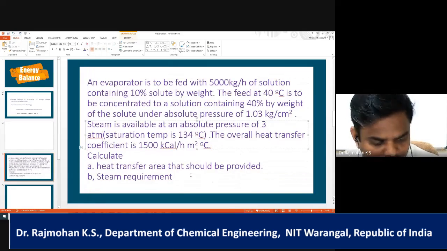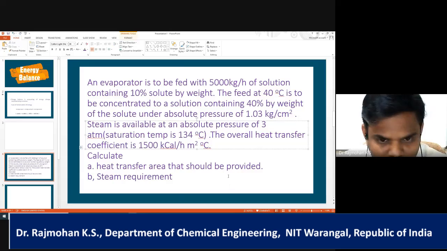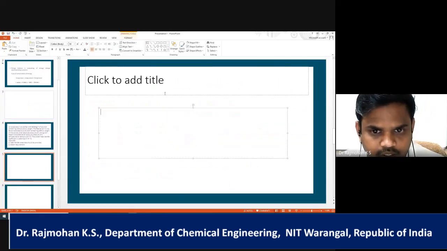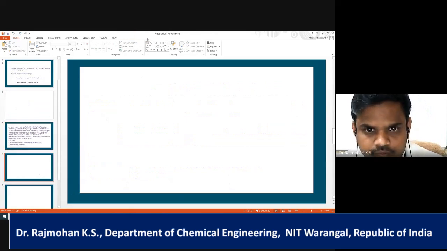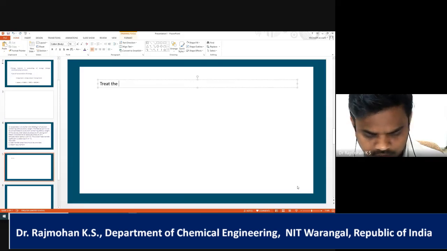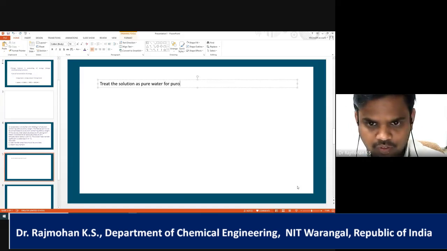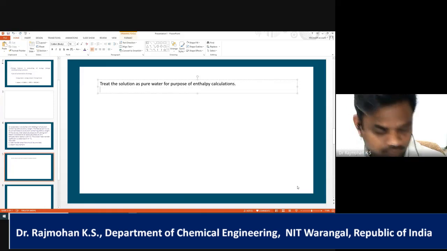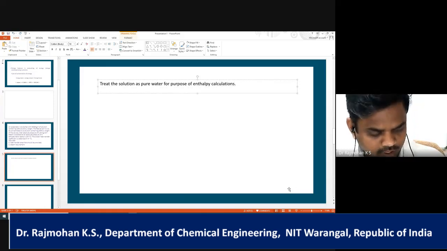So this is the question given. So we should be able to solve it. Some data are also given. Treat the solution as pure water for purpose of calculations, for purpose of enthalpy calculations, and some data are given.